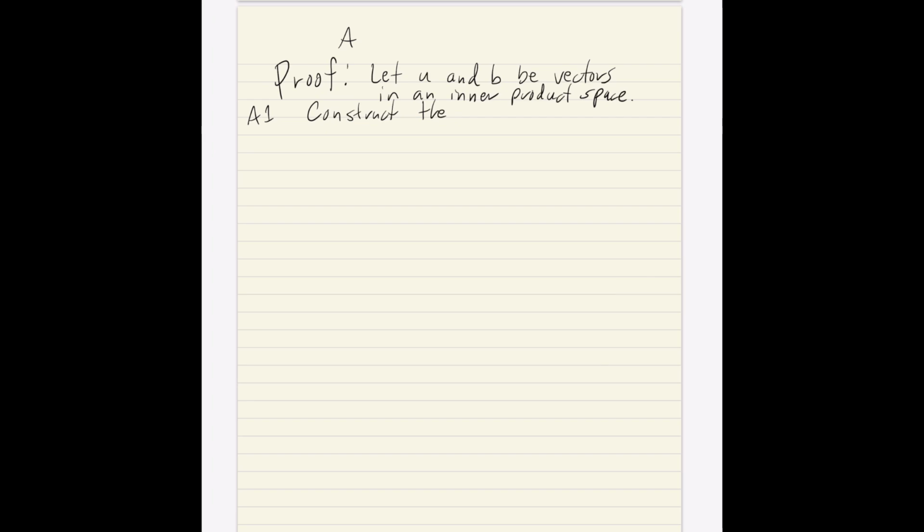A1, we're going to construct the inner product, which will have a very specific form. Why is this chosen? Because it works. And this is the magnitude of tu + v squared, which is equal to the inner product of tu + v, tu + v. So I'm just showing both forms of it. We're going to start with the right-hand side.